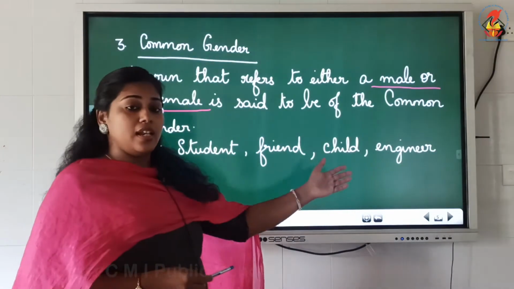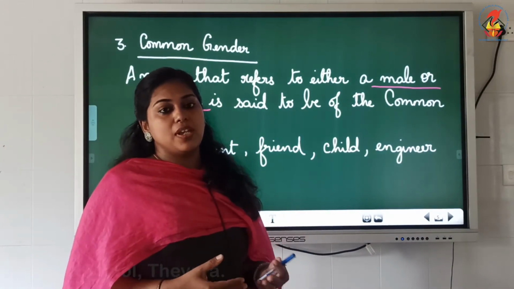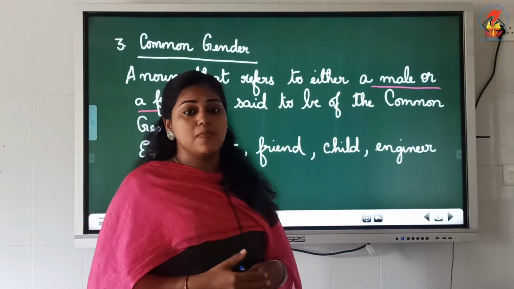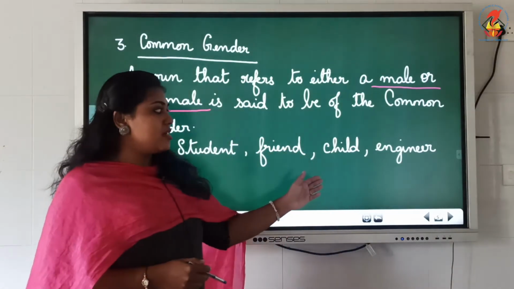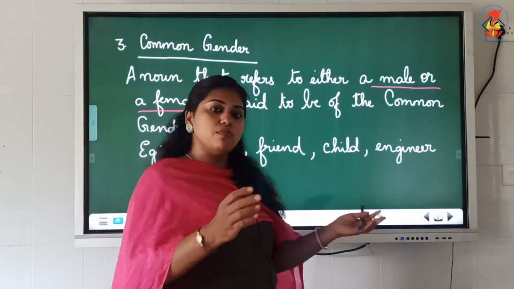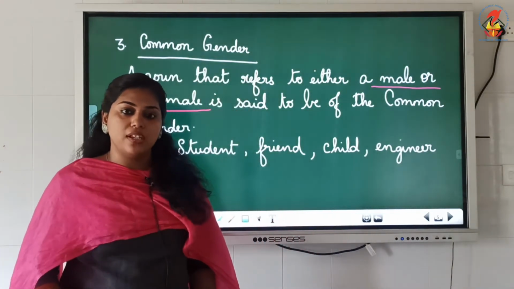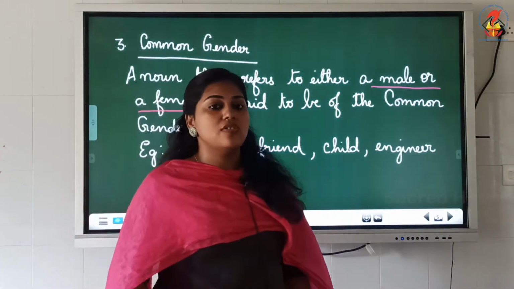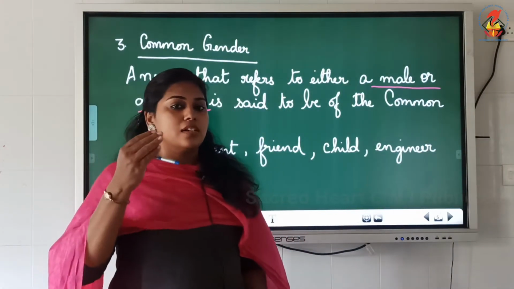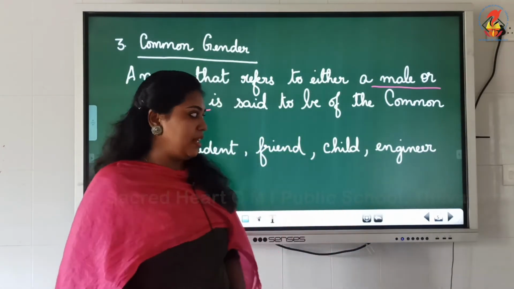Child. Here also we are not mentioning whether it is male or female. We don't have any specific names for that. So a child is also said to be common gender because it refers to both male and female. Engineer. What are the examples we can give? Yes, teacher, doctor. All those nouns will come under common gender, which refers to both male and female.